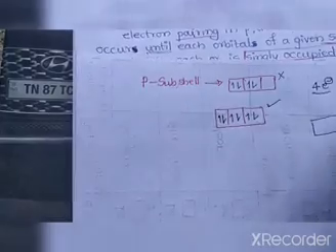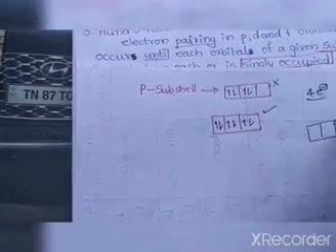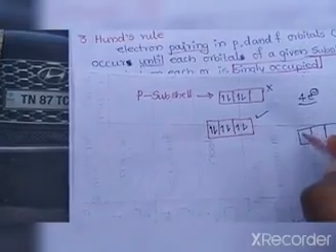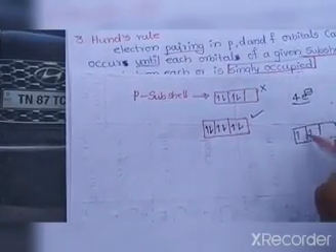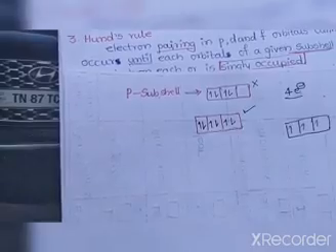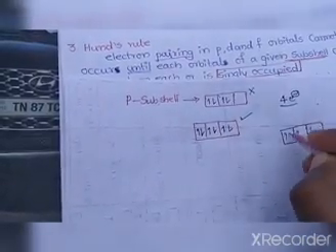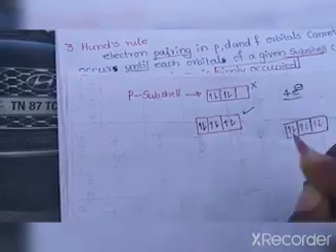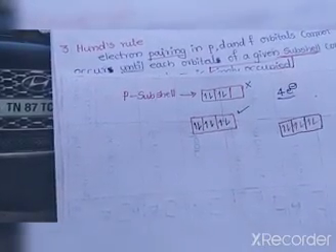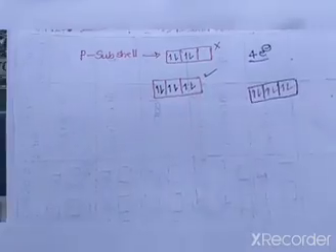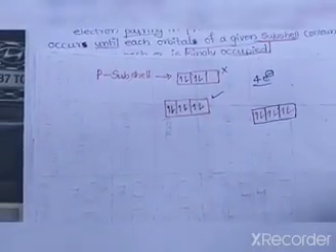First you fill the single electron in the orbitals. It means first you have to fill the singles. After filling them, then you get the pairings. Okay, this is what Hund's rule tells.